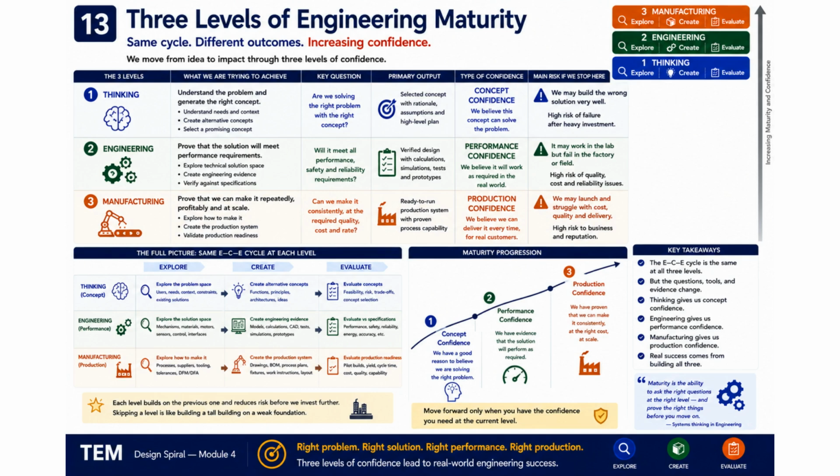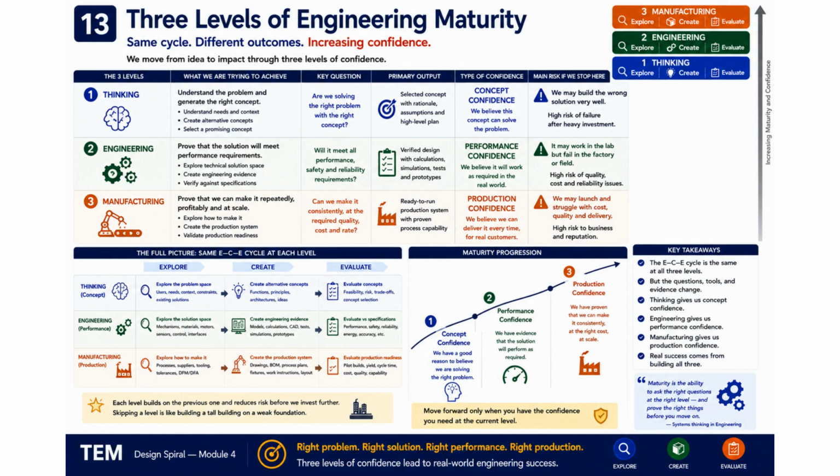During engineering, the question changes. Will this solution actually meet its performance, safety, reliability, and other technical requirements? We explore the technical solution space, create engineering evidence, and evaluate the design against specifications. The result is performance confidence. Then, during manufacturing, the question changes again. Can we make this product repeatably at the required quality, cost, and production rate? We explore how to manufacture it, create the production system, and evaluate production readiness. The result is production confidence.